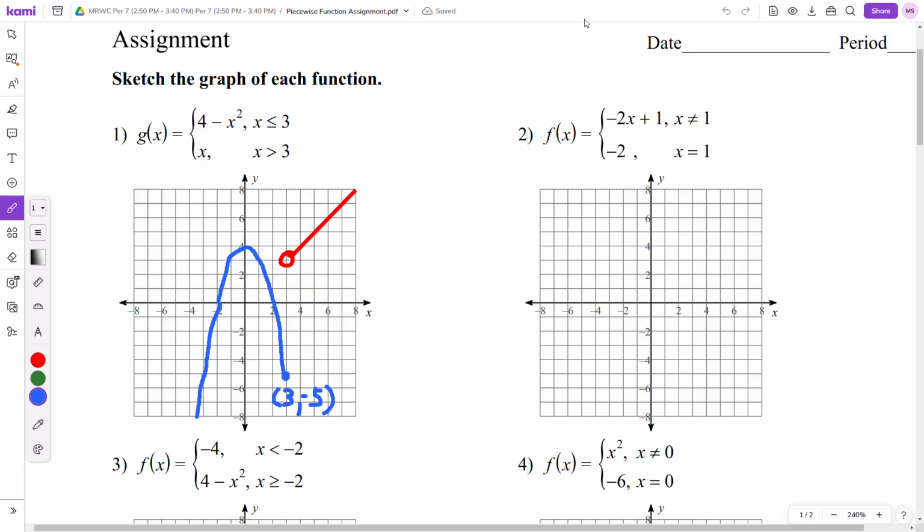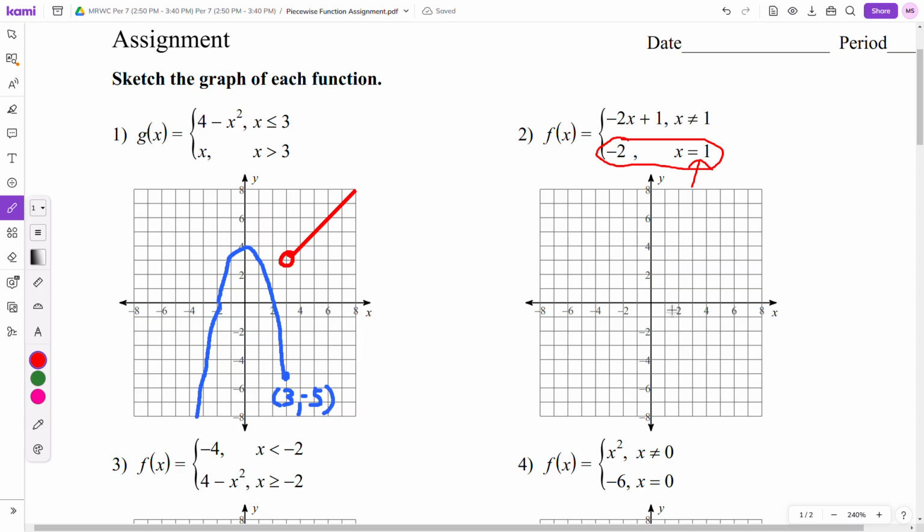So, number 2 here says f of x equals minus 2x plus 1 if x is not 1, and it's negative 2 if x is 1. Well, the easier part is probably this one. So let's start with the second part, because that's actually just 1 point. And the reason why it's just 1 point is because of the domain. The domain is given here on the right, and basically this is only valid for 1 point, x equals 1.